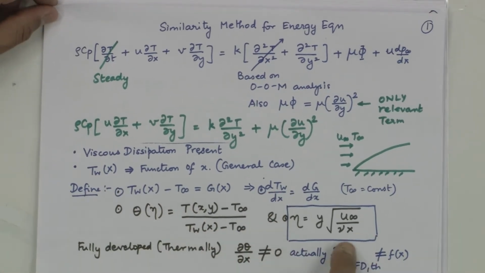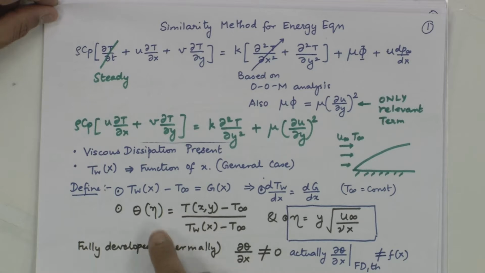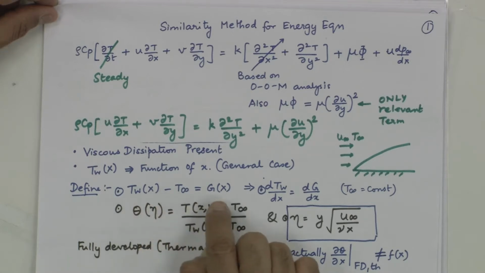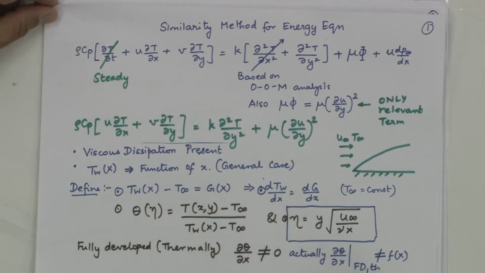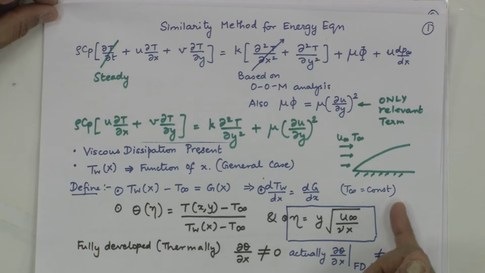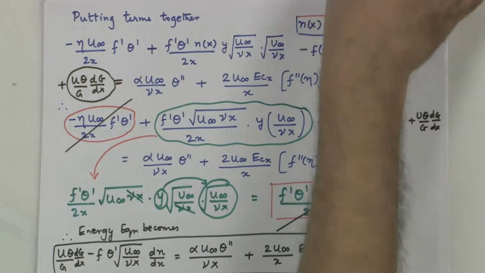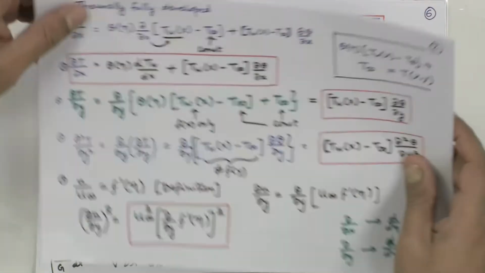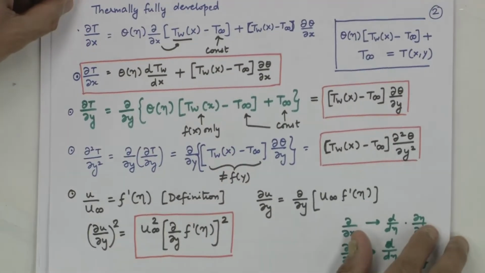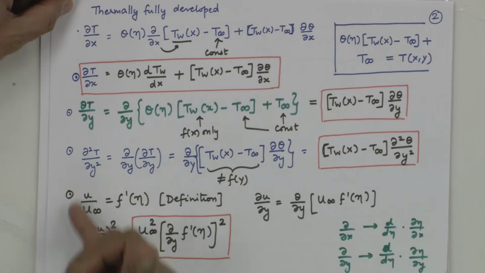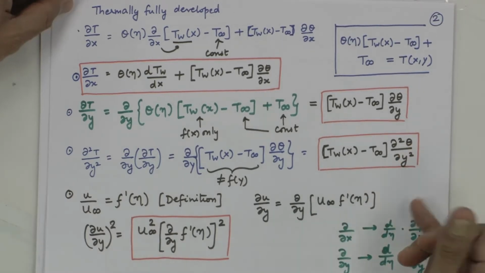We defined quantities this way for theta, and T wall minus T infinity was equal to G(x), which is a function of x. T infinity was taken as a constant. The similarity variable was exactly as what we defined before. After having done that, we wrote the expressions for dT by dx, dT by dy and all these things in terms of the new variables.